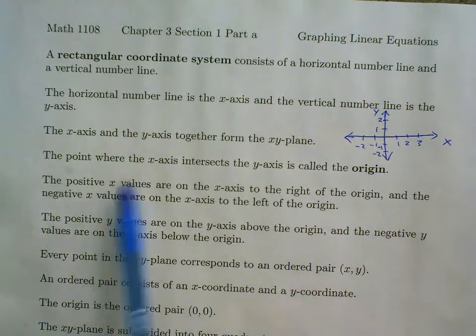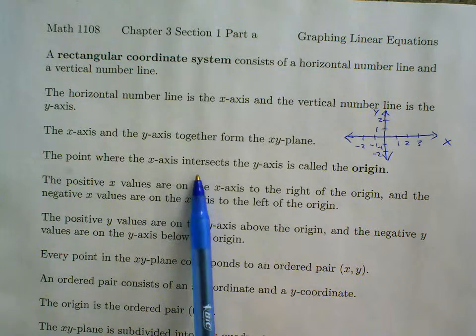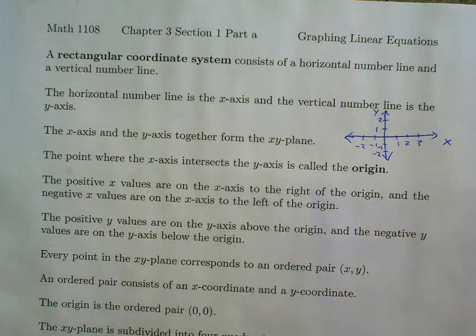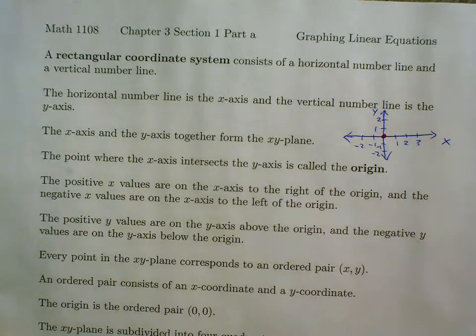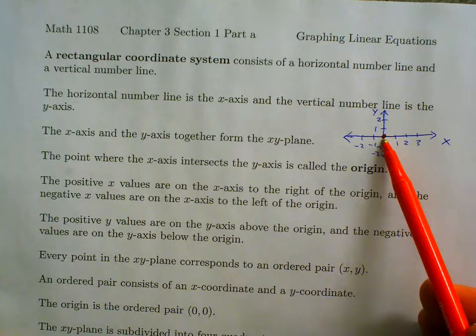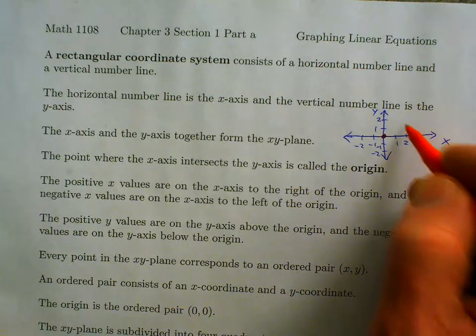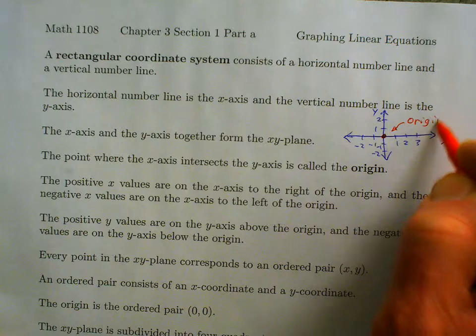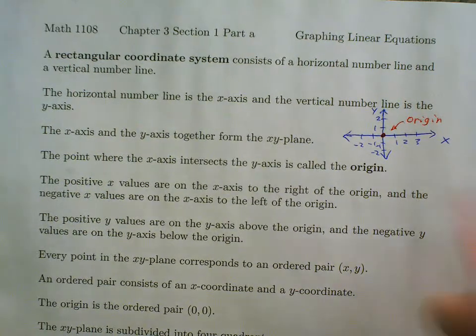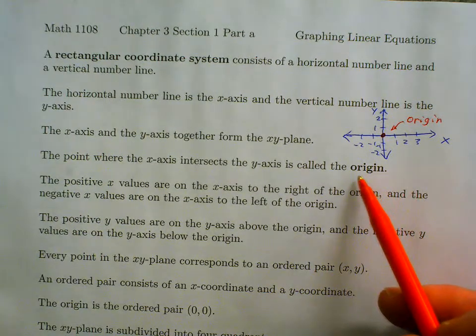The point where the x-axis intersects the y-axis is called the origin. So this point right here, this is where the x-axis and the y-axis intersect. So that's referred to as the origin. By origin, the word means a starting point or a starting place.